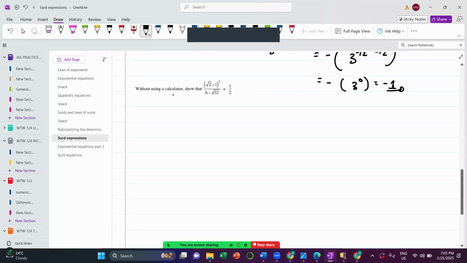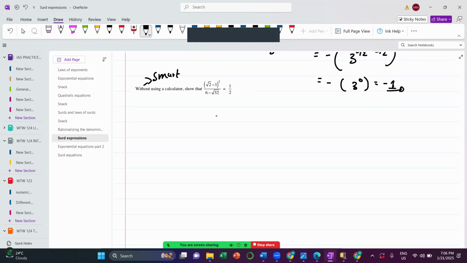So now let's go to the second problem. The second problem is saying, without using a calculator, but we know we are going to use a calculator in a smart way, we need to show that the square root of 2 minus 1 all squared, all divided by 6 minus the square root of 32 is just equal to what?